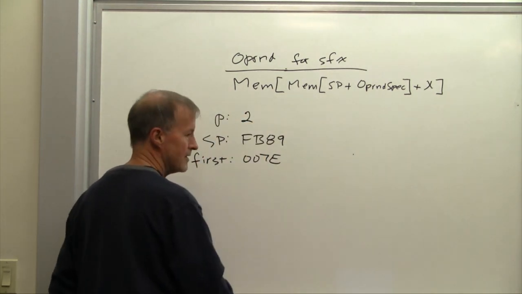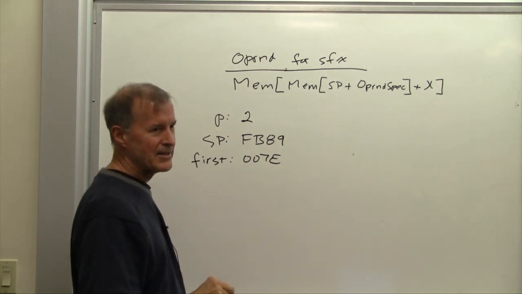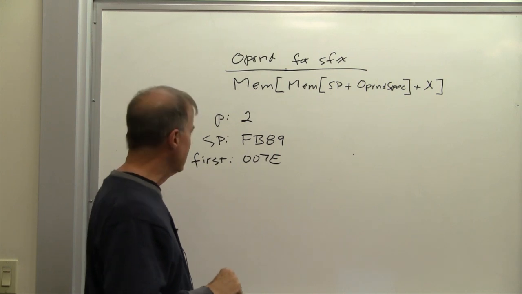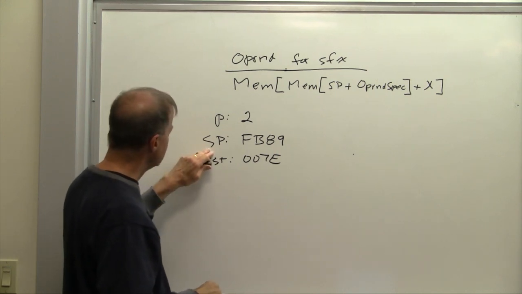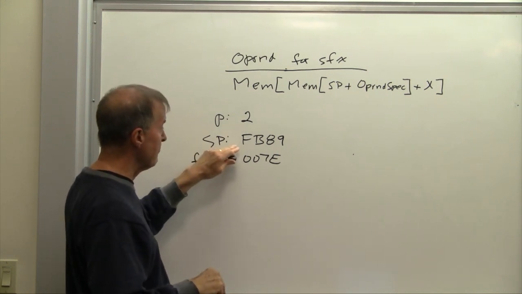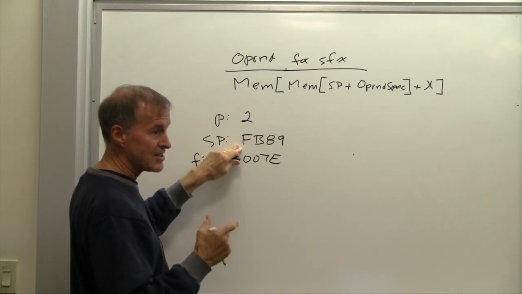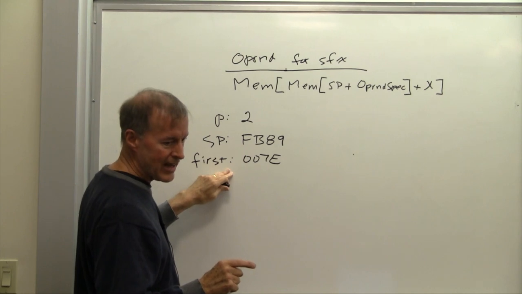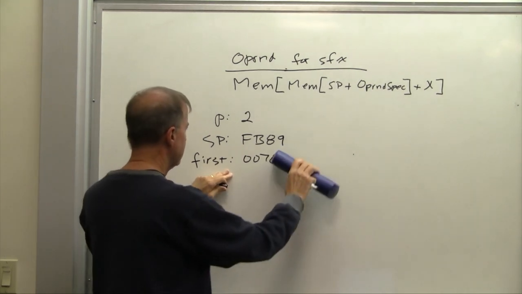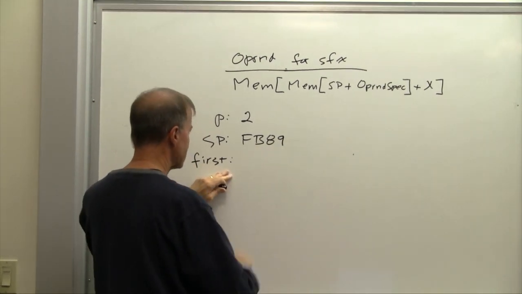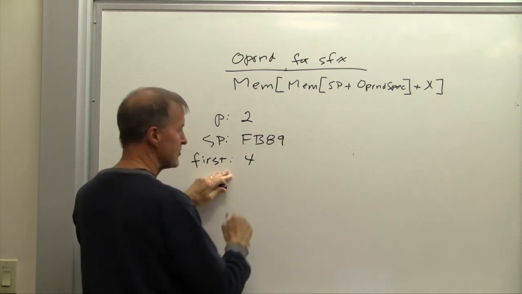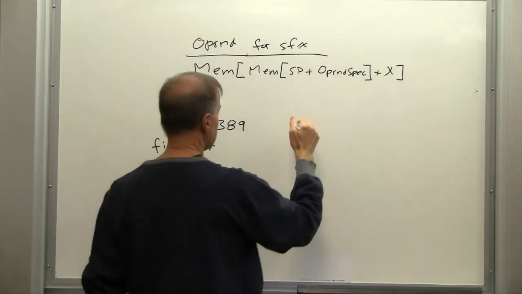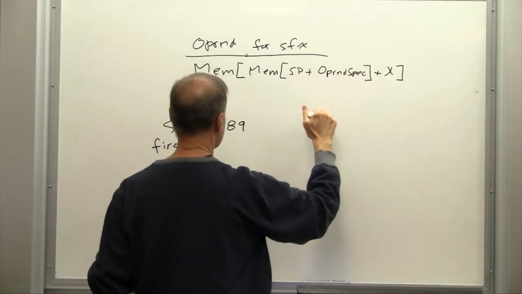So P does have the value of 2 because it is the offset. Actually, not to be consistent, but that's consistent with this, right? Because SP really is FB89 because that's the content of the stack pointer. And what about first? The value of first is actually 4. But so now look. So let's work this out.